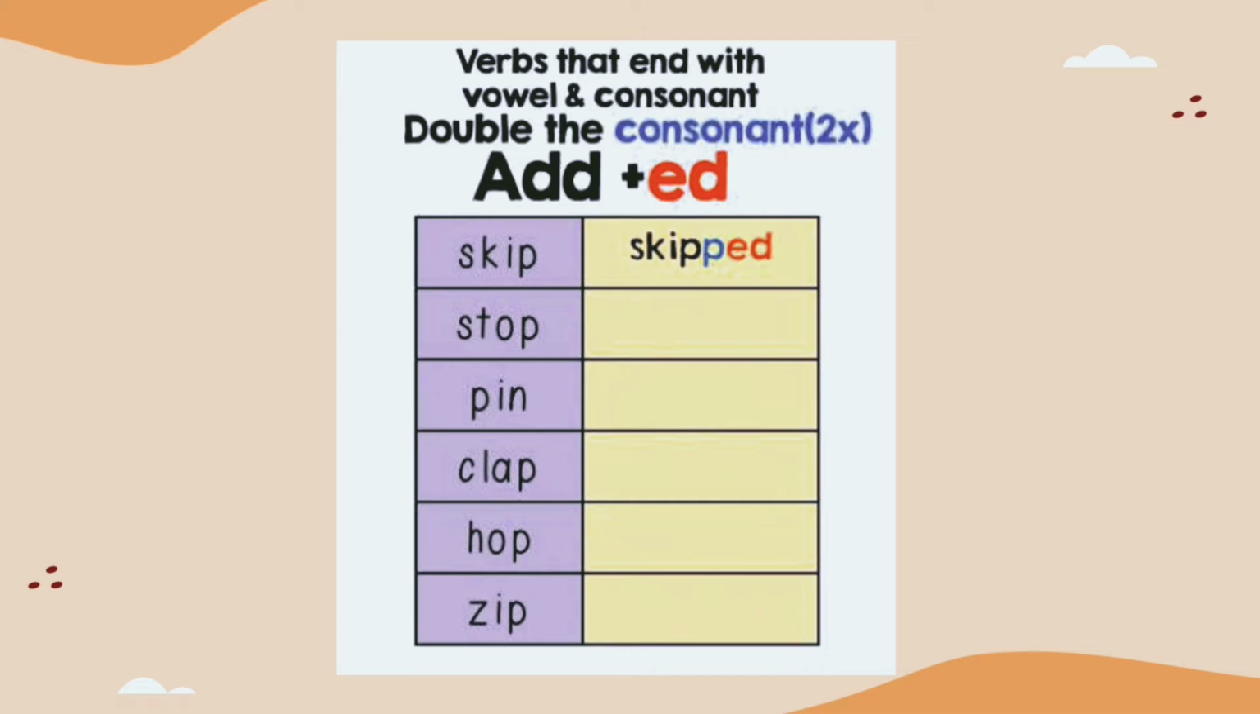Let's try a few more. Pin. Vowel I, consonant N. Add another letter N and add ed. Pinned. Next, hop. Vowel O, consonant P. Add another P and add ed. Hopped.